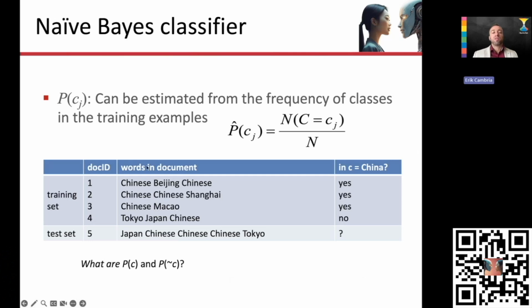This is my training set, and this is the document that I need to decide whether it belongs or not to class C. In this case, we take class C as class China. So this is a typical example of binary classification where we need to decide whether the document belongs to a class or not. So P(C) is what? It is 3 out of 4, because 3 documents out of 4 belong to class C. What is the P of not C? It is 1 minus the probability of C. In this case, 1/4, because only one document does not belong to class C.